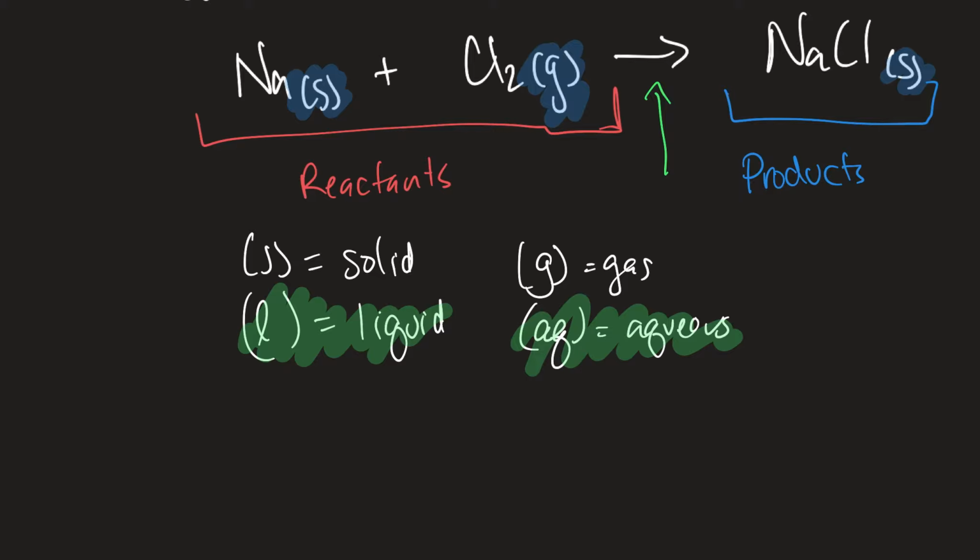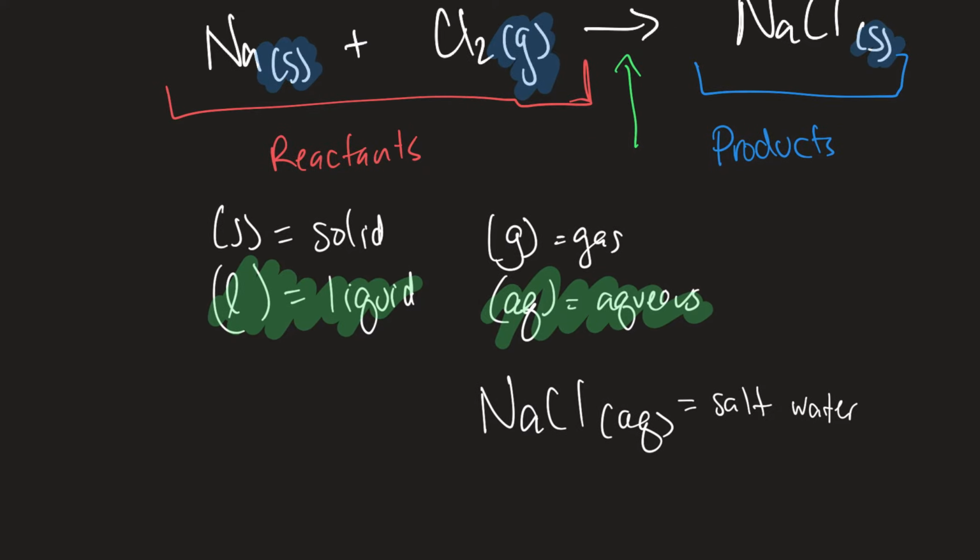Oftentimes you may have particular substances, like say NaCl, and if I write aqueous, that means this is really just salt water. Salt that's dissolved into water. Versus if I wrote NaCl liquid, then that means this is a liquid version of table salt, like molten table salt, if that makes sense. But anyways, that's the biggest difference between the two.